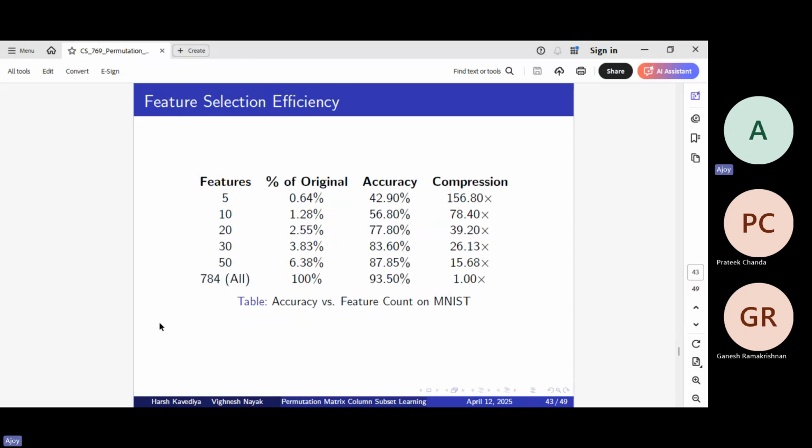So these were the results that we got. 784 is the entire data set, and on the entire data set we got a classification accuracy of around 93.5%.